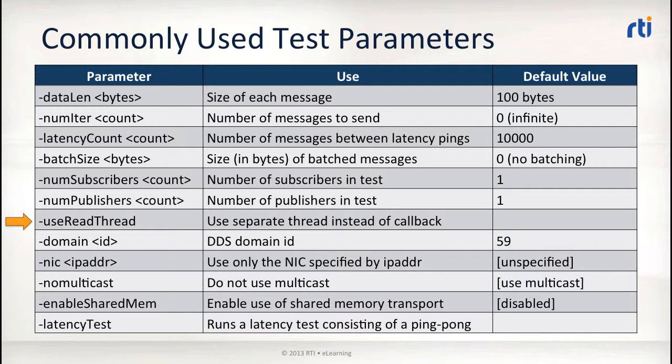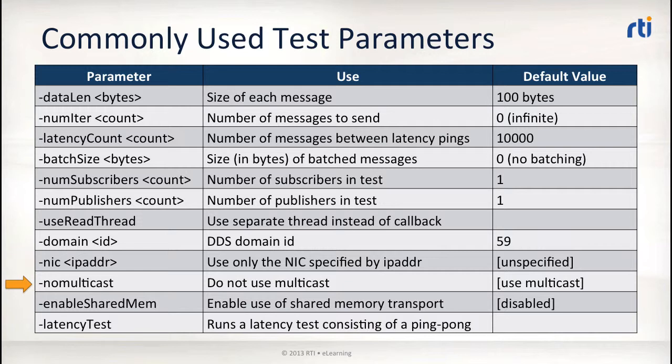Use read thread instructs PerfTest to use a separate thread for reading the data, rather than using the asynchronous listener callback. If you've watched the videos on listeners, conditions, and wait sets, you'll understand how the separate thread is used. Domain is used to specify the domain ID. The default is 59. The -nic option, as we saw when we ran the test, specifies which NIC or NICs to use if multiple are present. The argument is followed by the IP address of the NIC to use, with wildcards being allowed.